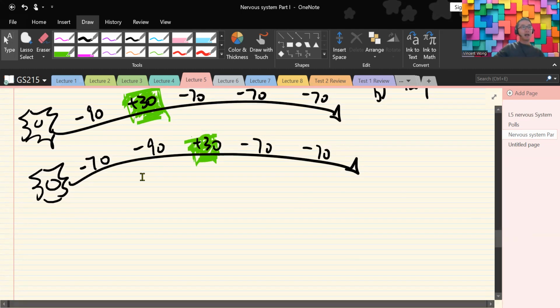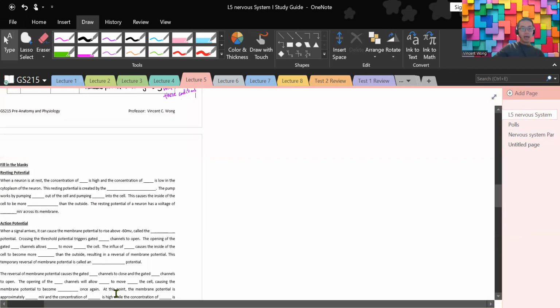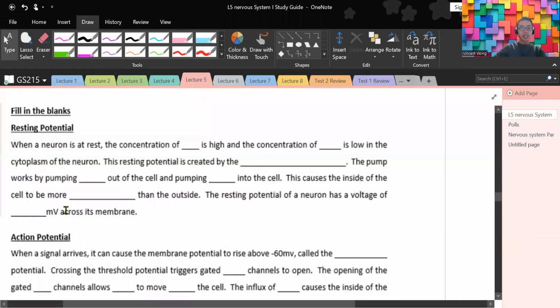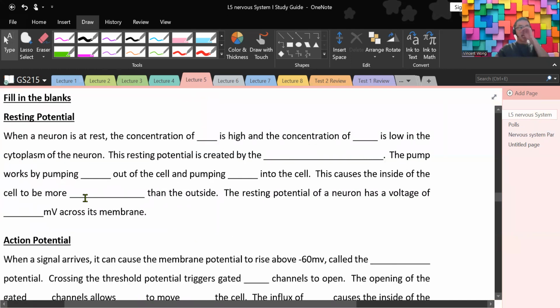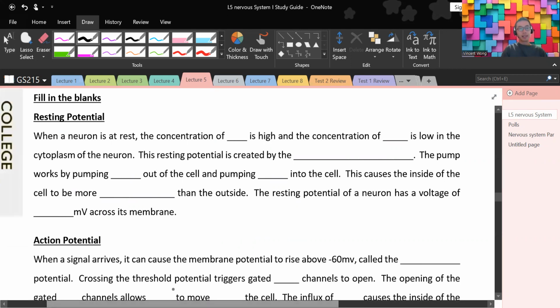Anyways, so that's that. That is the action potential. I think we covered everything. We can totally fill this in again, just for good measure, and then we'll talk about the synaptic communication. And from there, I think we will call it a day.